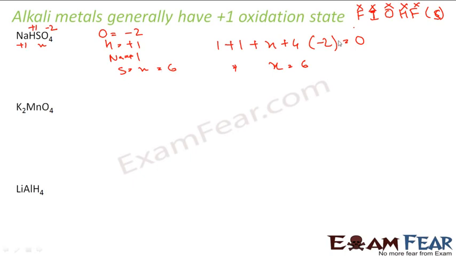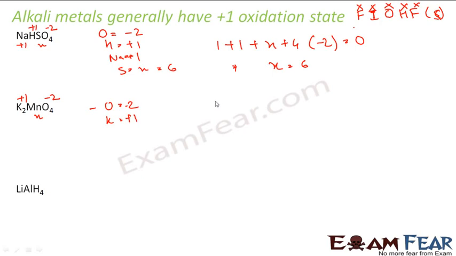Let's check this one. K2MnO4, same thing. The free element rule we can't apply, it's not a free element. Ion rule we can't apply, it's not an ion. Oxygen is -2, so let's put -2 here. Then hydrogen, there is no hydrogen. Fluorine, there is no fluorine. And then I have two unknowns. So I'll use this rule. Alkali metal is +1. This I'll use as +1, and this is X. So K is +1.